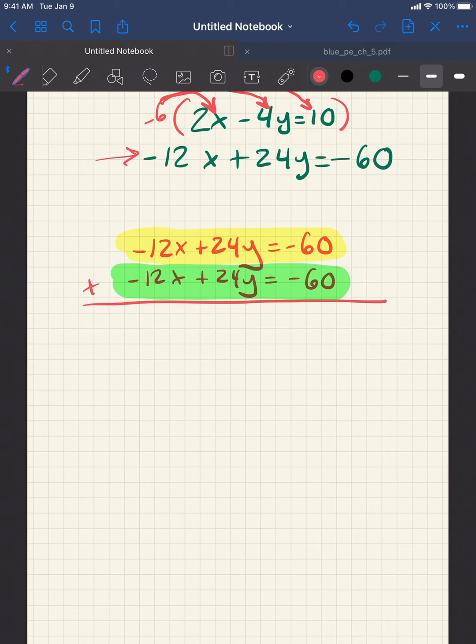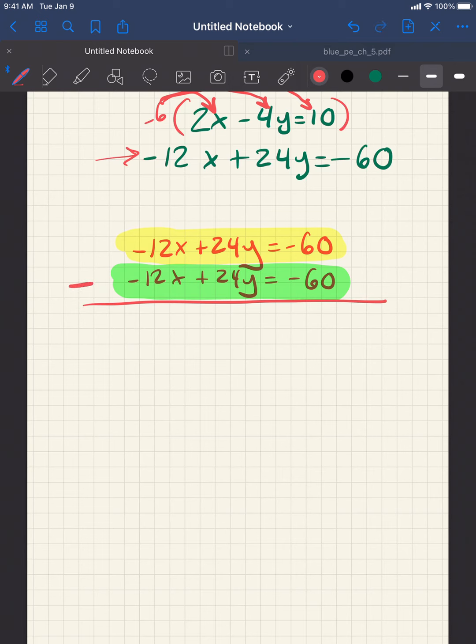Negative 12 plus negative 12, that's going to be negative 24x. And then 24y plus positive 24y, oh my gosh, you guys, that's going to be 48y. And then negative 60 plus negative 60, that's going to be negative 120. Okay, here's my problem. Did I eliminate anything? No. Well, some kids are like, well, Mrs. Ringler, you taught us that if something didn't eliminate by adding, what should we try doing instead? Subtracting. Well, okay, let's try that instead.